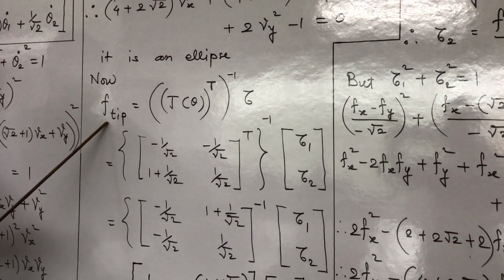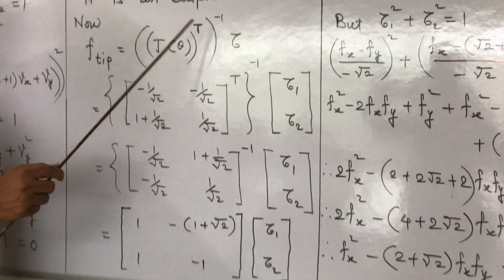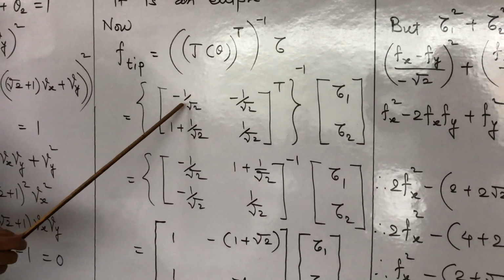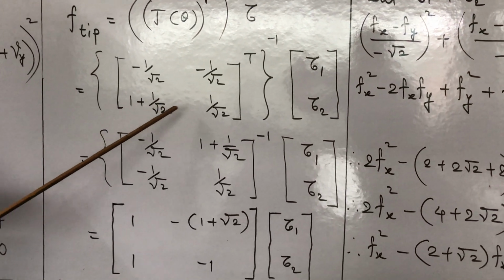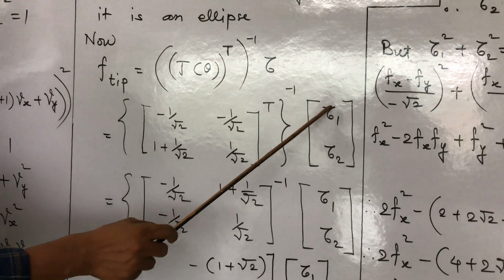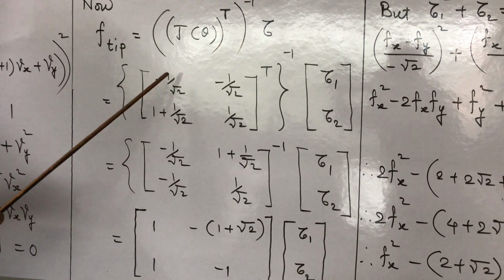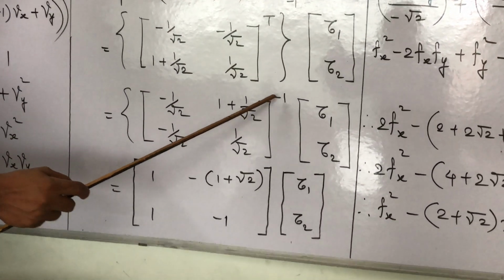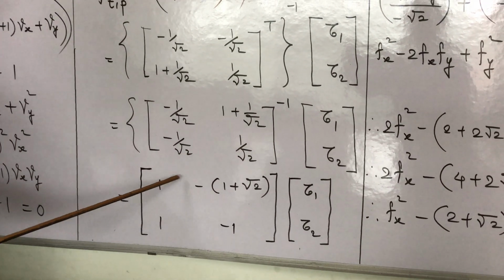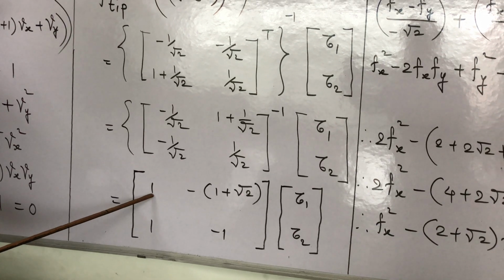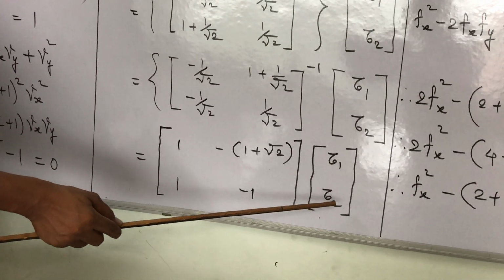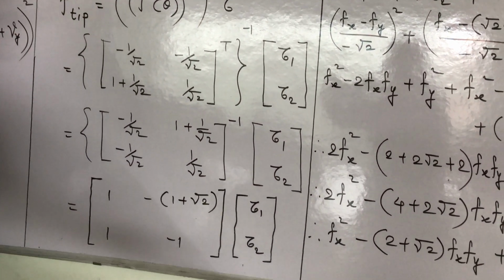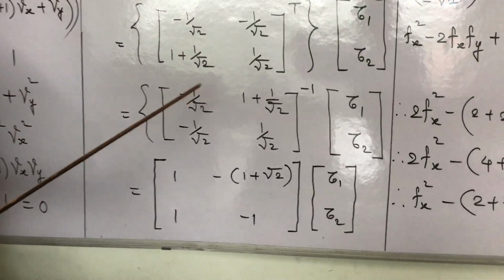Now f tip is given by the formula: inverse of transpose of Jacobian matrix J of theta, transpose, minus 1, tau. J of theta we have already: minus 1 by root 2, minus 1 by root 2, 1 plus 1 by root 2, 1 by root 2, transpose, minus 1, tau 1, tau 2, and transpose of this row becomes column. So 1 minus 1 by root 2, minus 1 by root 2, 1 plus 1 by root 2, 1 by root 2. Then we will take the inverse in the next step, tau 1 tau 2. Inverse of this I have calculated roughly and put here: 1 minus 1 plus root 2 1 minus 1, tau 1 tau 2. This one, this column, this row, this column, we get fx, and this we get fy, the x component and y component of force.